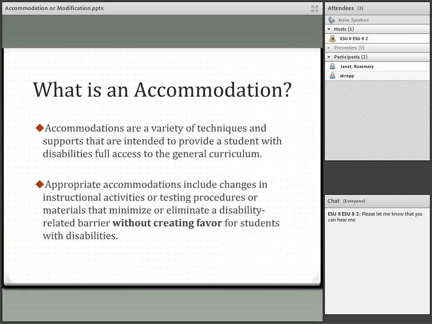So what is an accommodation? Accommodations are a variety of techniques and supports that are intended to provide a student with disabilities full access to the general curriculum. These are things that would include changes in the instructional activities or testing procedures or materials that will minimize or eliminate a disability-related barrier for the child, but it doesn't create favor for students with disabilities. And I think that's an important point to think about when you're thinking about accommodations. We're not trying to create favor for students with disabilities, but we're really just trying to level the playing field.